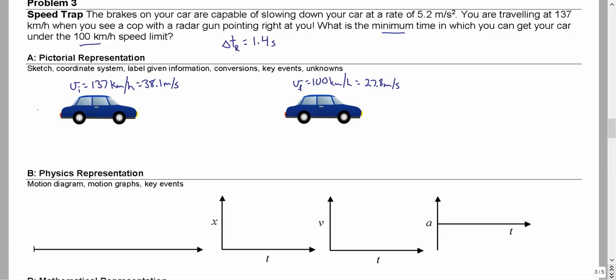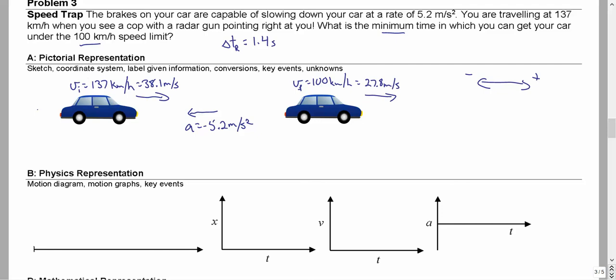Well, let's establish some directions. Let's assume that we're going forward. So this is my direction over here. My initial velocity is in this direction. My final velocity is in this direction. So if I'm moving to the right and I'm slowing down, then I know that my acceleration must be to the left. And that acceleration we're given is 5.2 meters per second squared. And if we establish some directions, we'll say that this direction is positive, this direction is negative. That means that these two velocities are positive, my acceleration is negative.